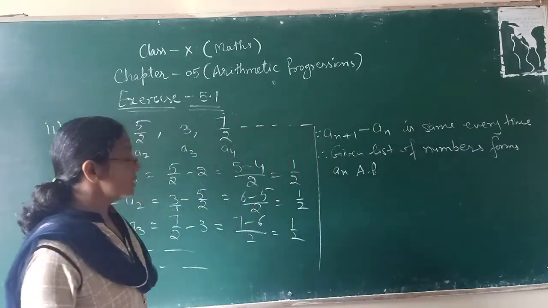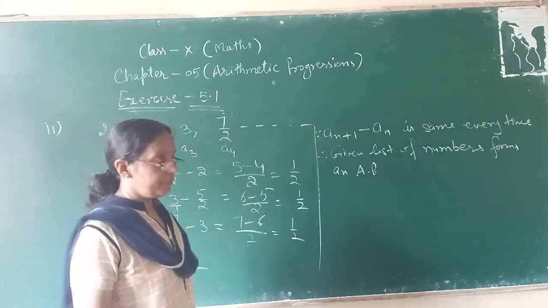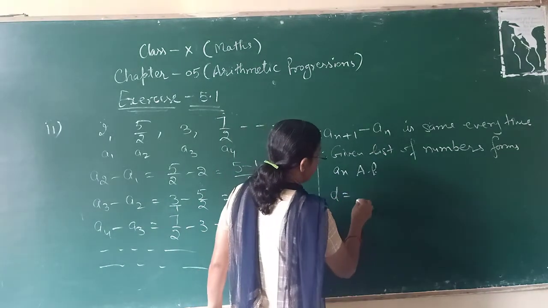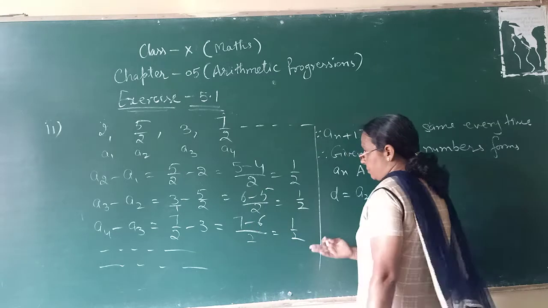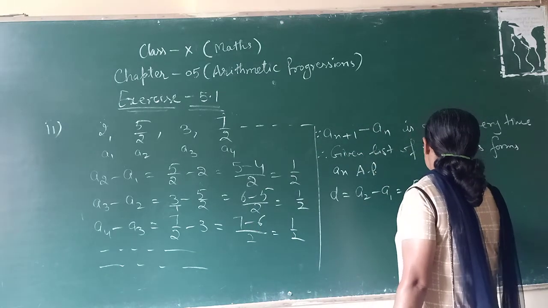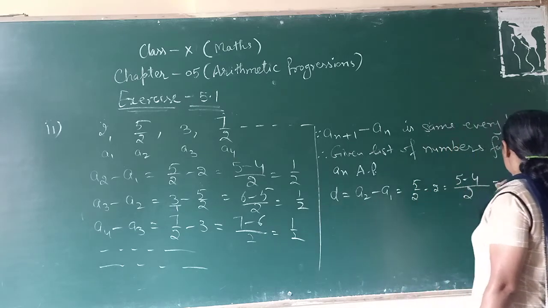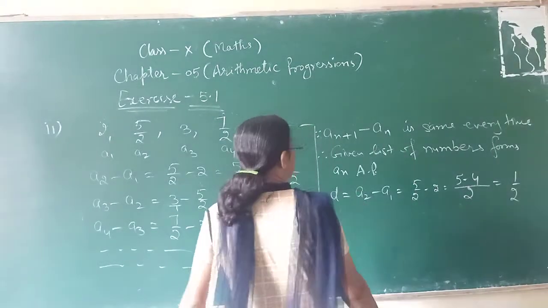In the first part we got that it does not form an AP. Here an AP is there. Next, if it is an AP, then find the common difference. So what is the common difference? D is equal to A2 minus A1, which we already calculated. That is 5 by 2 minus 2. Taking LCM, 5 minus 4, that is half. So the common difference is half. Then the next set.